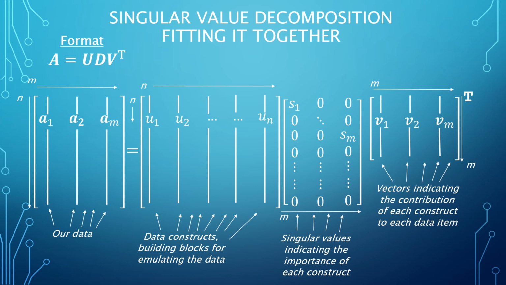Stated shortly, this matrix is where the data is stored which tells us exactly how much each data construct contributes to the blend of constructs that reproduces a given data item. Now let's deconstruct that a bit.